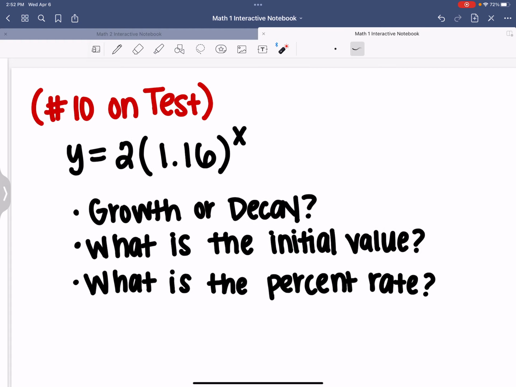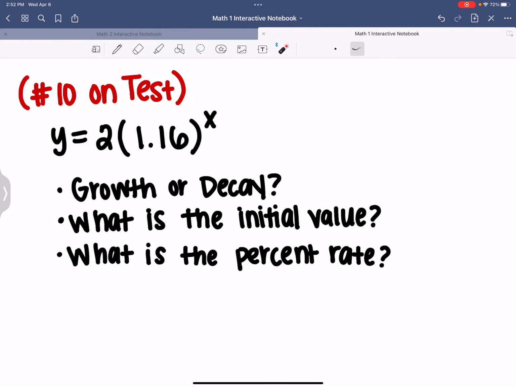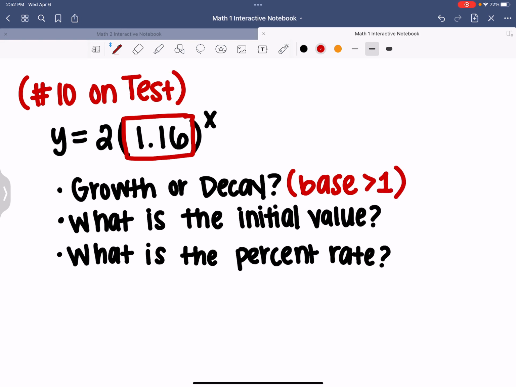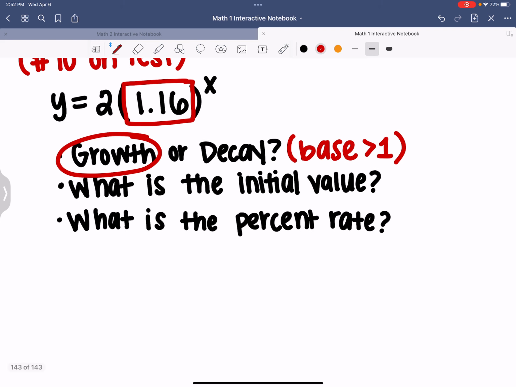Okay, there's a couple more that weren't exactly like ones on the review, so we're going to look at a couple of examples. For number 10, if you missed number 10 on your test, let's look at number 10. It gave you an equation. It asked these 3 questions. Is it growth or decay? Well, growth or decay, look at the base. This base, 1.16, it's bigger than 1. So if it's bigger than 1, then that's going to be growth. What's the initial value? The initial value is your A. A is the number in front, and that's 2.